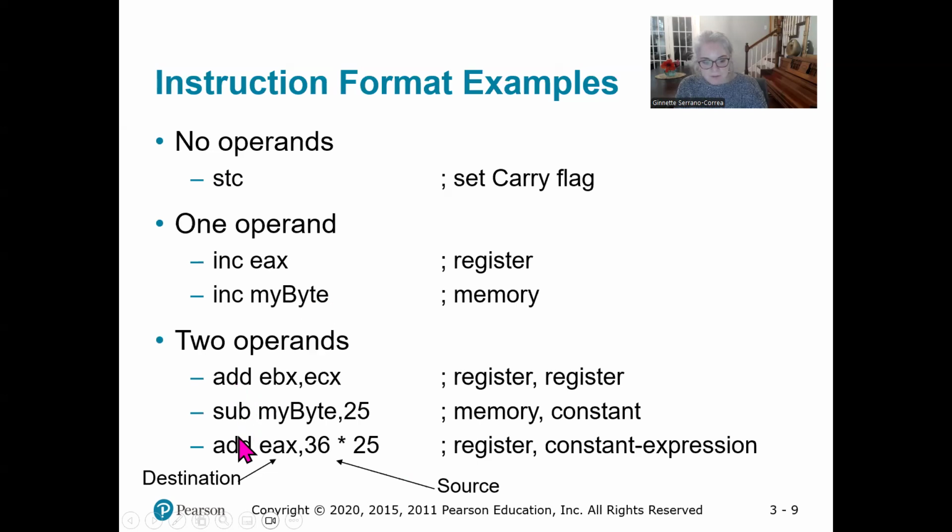And then here, these are some examples using 2 operands. These words right here will be in your quizzes and tests. So the first operand next to add or subtract is the destination. The second operand is your source. So ECX gets added to EBX and then stored in EBX because it's the destination. 25 gets subtracted from my byte and gets stored in my byte, etc.